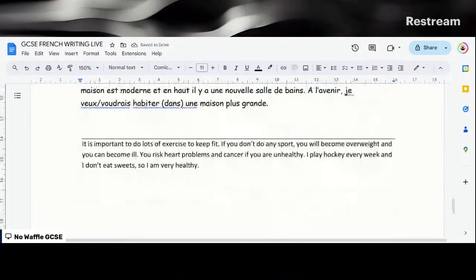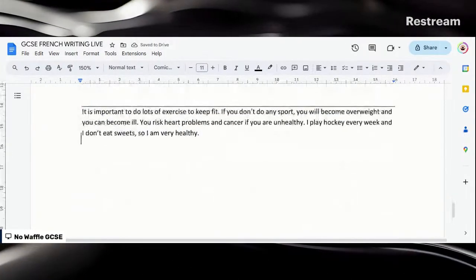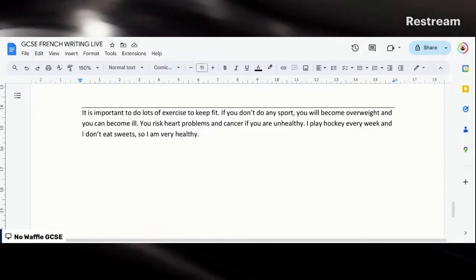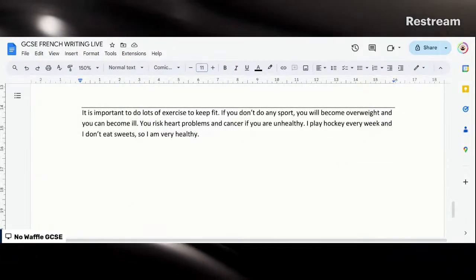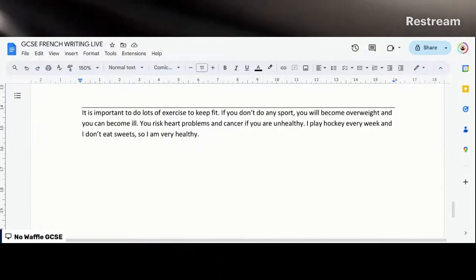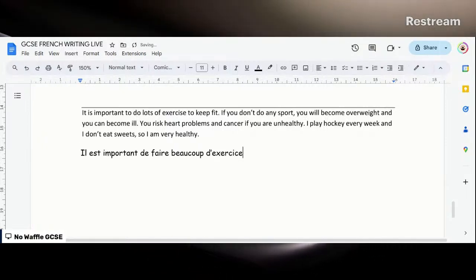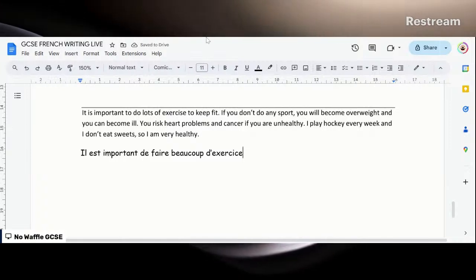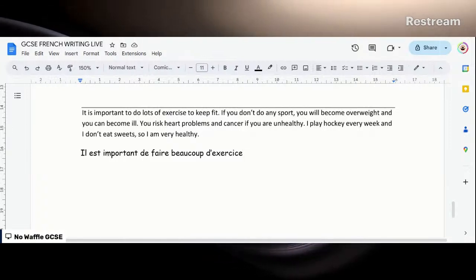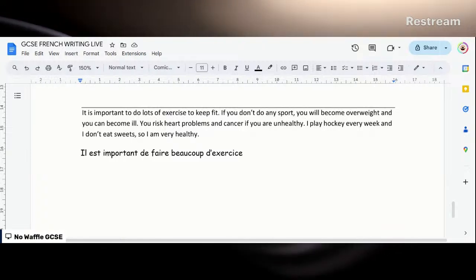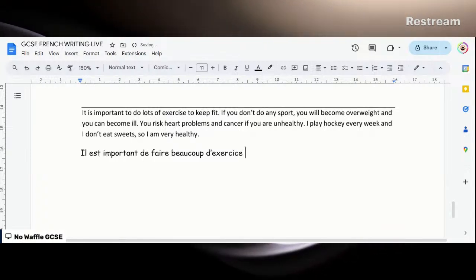It's important to do lots of exercise to keep fit. Il est important de faire beaucoup d'exercices. And we spoke about lots of ways to say in order to. So you could say pour être, or pour garder la forme, or pour être en forme.